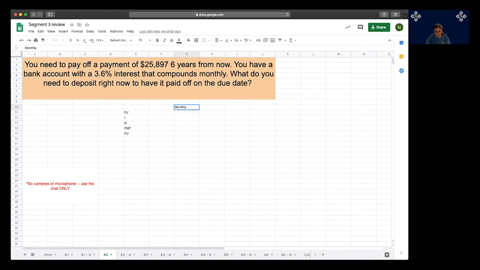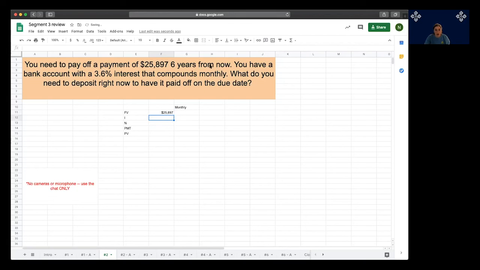Okay, so we're going to start going over it. I'm still seeing some confusion, so we'll go through it to clear it up. So let's read it part by part in the problem. So you need to pay off a payment of 25,897. So that's going to be your end term goal. You need to pay that full amount off. So that is your future value. That's your overall goal, is to pay that off.